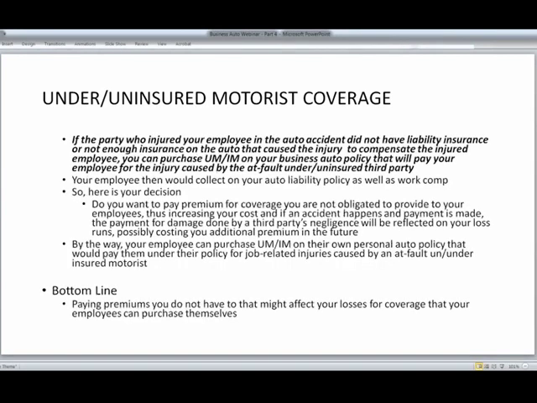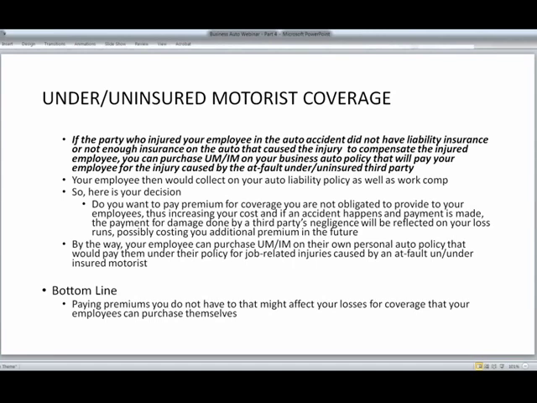If the party who injured your employee in the auto accident did not have liability coverage or not enough insurance on the auto that caused the accident to compensate the insured employee, my customer can purchase uninsured or underinsured motorist on your business auto policy that will pay your employee for injuries caused by at-fault uninsured third parties. Your employee would collect on your auto policy as well as your work comp.